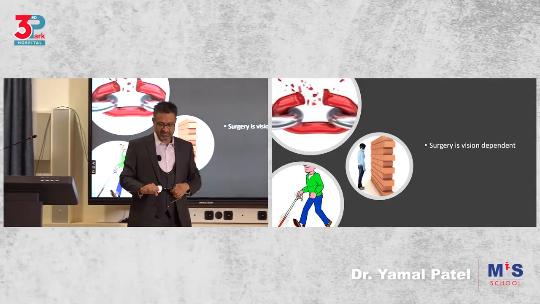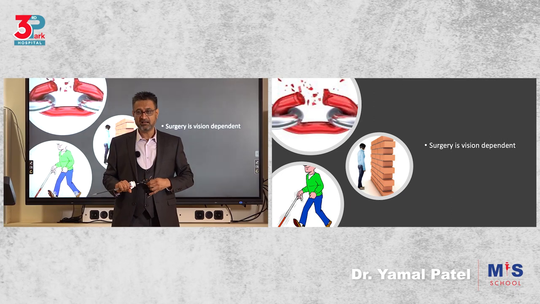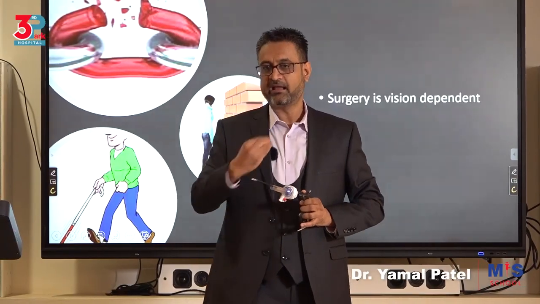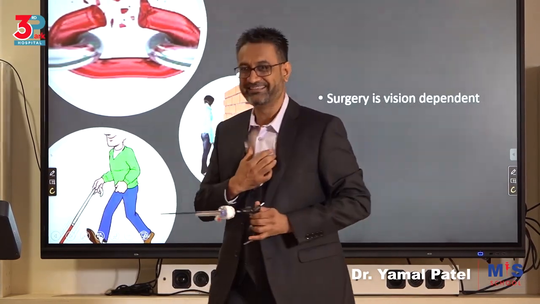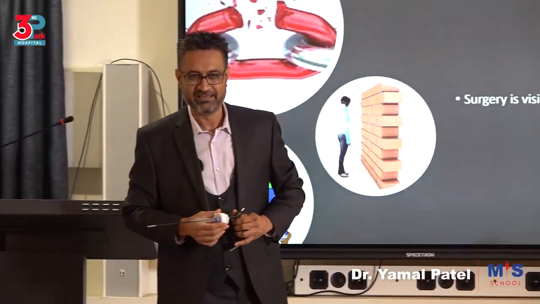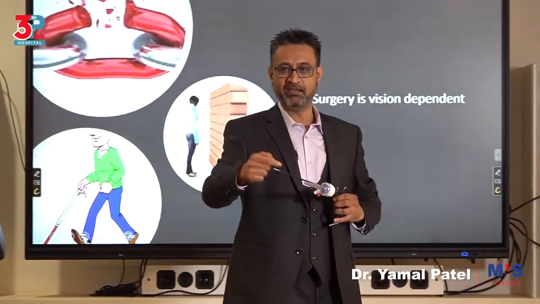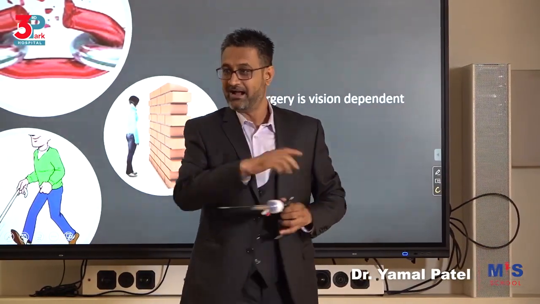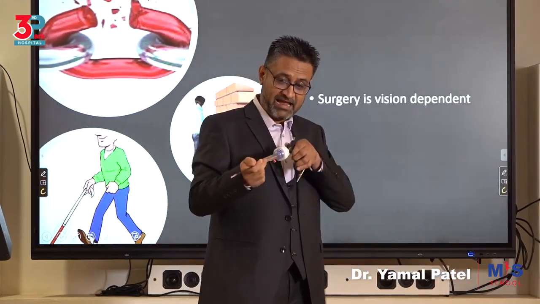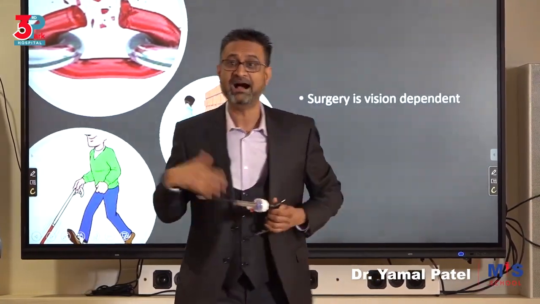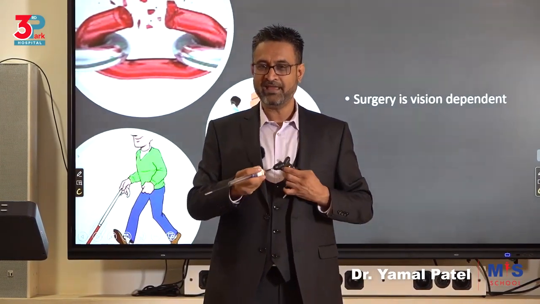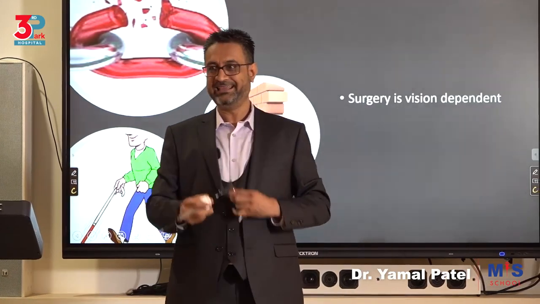Finally, surgery in MIS is vision dependent. So what does it mean? If I can't see, I can't operate. If my camera person does not show me properly, I can't operate. If I have a blood spot on my camera scope, I can't operate. If I have a bleeder that is constantly pumping and I can't show you properly, I can't operate. Are you getting my point? So we have to be alert and make sure my vision is constantly clear.